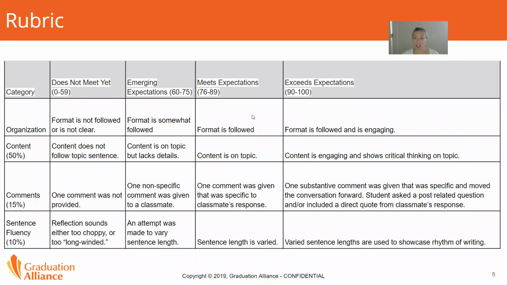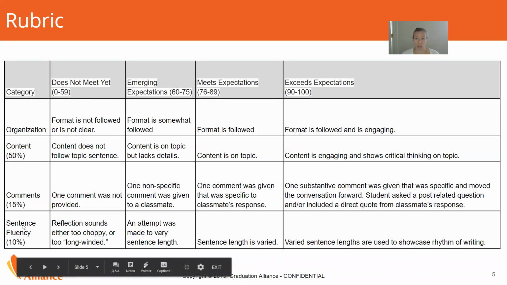You're also going to want to pay attention to how you're going to be scored on a reflection. So here's the rubric, and a rubric is a fancy way of just saying how you'll be scored. So there's 4 different ways you'll be scored here. First is in organization, so did you follow the format? The next is in content. Did you actually answer the question that was given? Is your answer on topic? Comments, so did you provide a comment to another classmate?